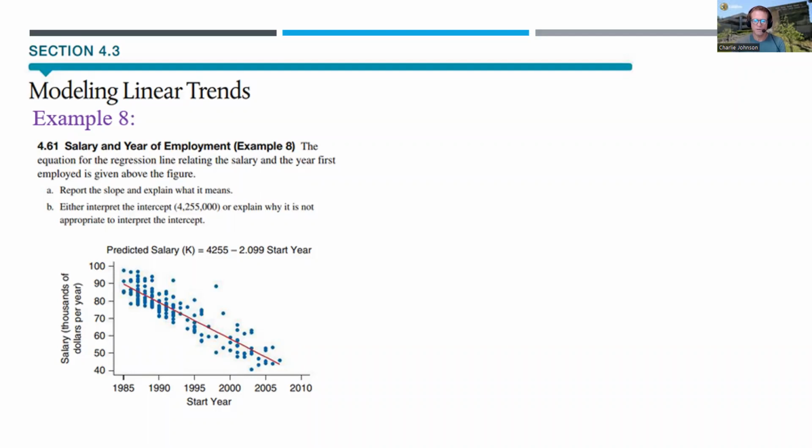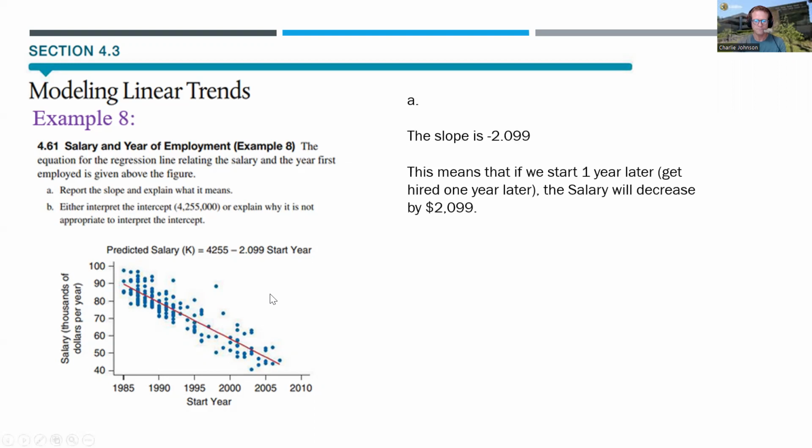From the regression equation, the number in front of the predictor start year is our slope, negative 2.099. And what does it mean? Remember, the slope tells us how the predicted value or the response variable changes for an increase of 1 in the predictor or the horizontal value.